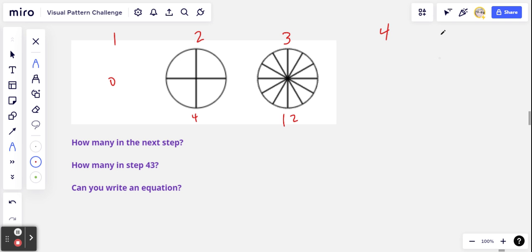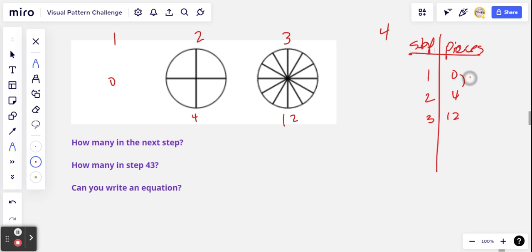Well, you know what? When in doubt, let's try analyzing the numbers. So I'll make a chart with the step number and the number of pieces. And we'll see what the numbers tell us. It's going to be a little hard if this is quadratic, which I'm expecting, because the numbers are growing so rapidly. Well, we'll cross that bridge when we get to it. So in step 1 there are 0, in step 2 there are 4, and in step 3 there are 12. So it goes up by 4, and then it goes up by 8.